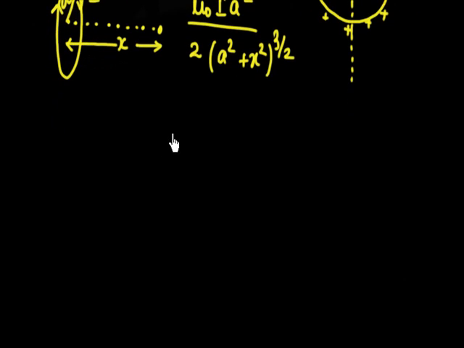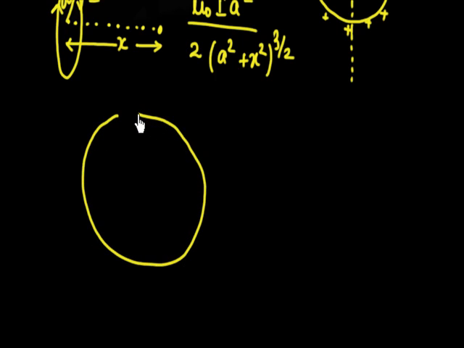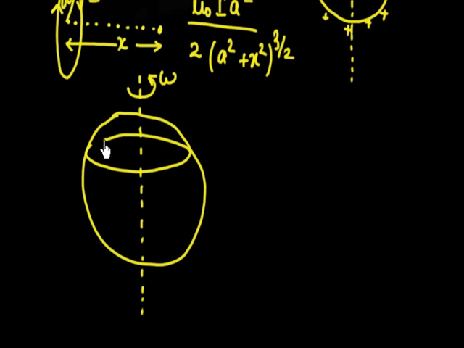To proceed, let me make this sphere again. So this is my sphere, this time slightly bigger, and this is my axis of rotation. It is rotated with angular velocity omega. Let us say I have an elemental ring at an angle theta from the center. I can make it a better way. So this angle is theta.